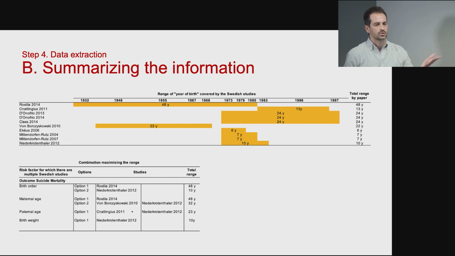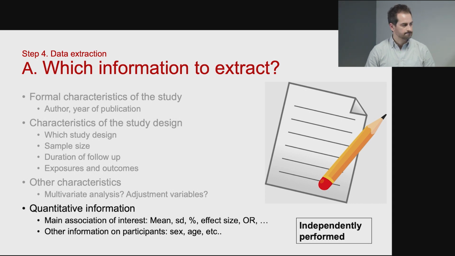These are not information that you publish, for example, but it's useful for you and is necessary for you to make the right decisions. And last but not least, you have to also extract quantitative information, if you want to perform a meta-analysis. The main association of interest can be expressed in different ways: mean, standard deviation, percentage, effect size, odds ratio. You can extract that information. And also you want to extract all the information on the sex, age of the participants, because we're going to use that information later.